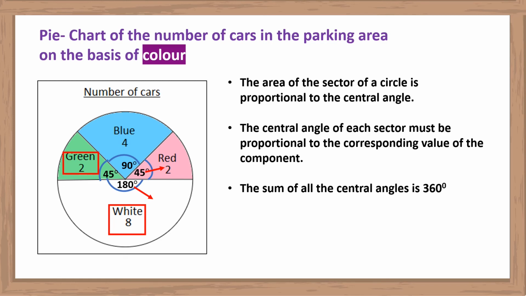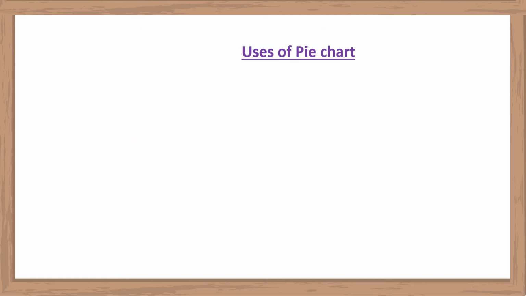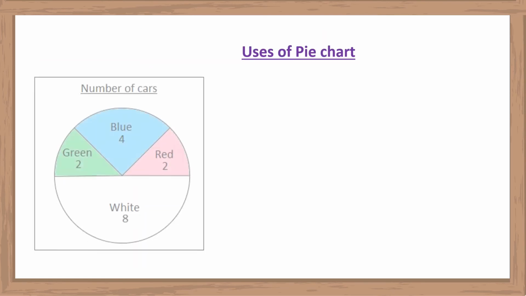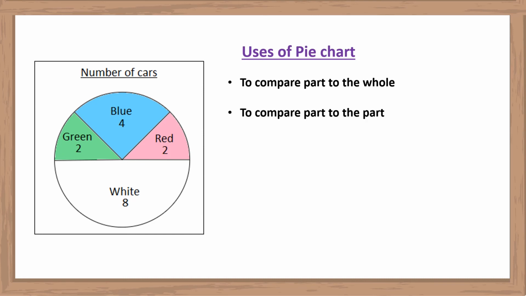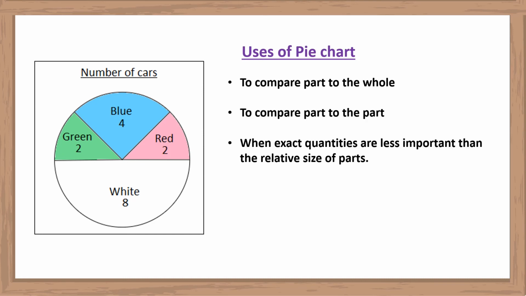Let's see what are all the uses of the pie chart. In a pie chart, data is represented visually as a fractional part of a whole. It is an effective communication tool for even uninformed audiences. A pie chart is used to compare part to the whole. It is used to compare part to the part. And it is used when exact quantities are less important than the relative size of parts.